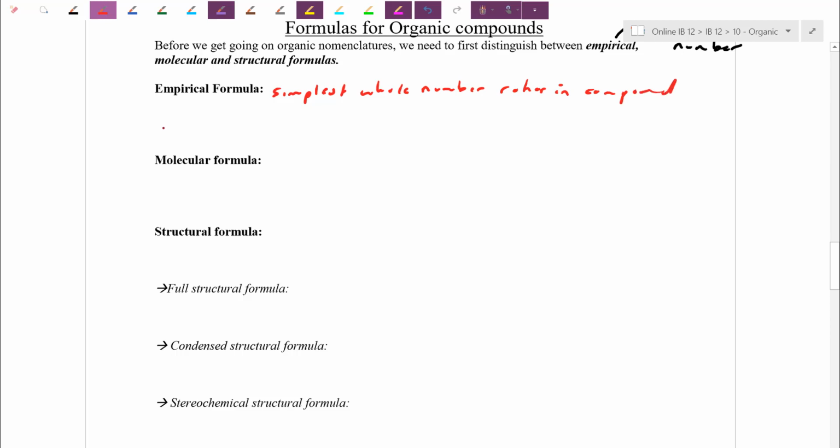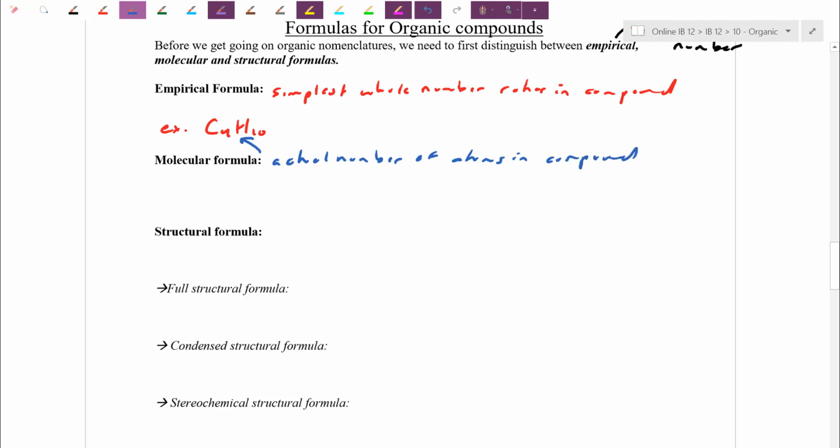So for example, my compound may be butane. Butane is C4H10. That one there is actually a molecular formula because I'm telling you there's 4 carbons and 10 hydrogens. Molecular formula is the actual number of atoms in your compound.